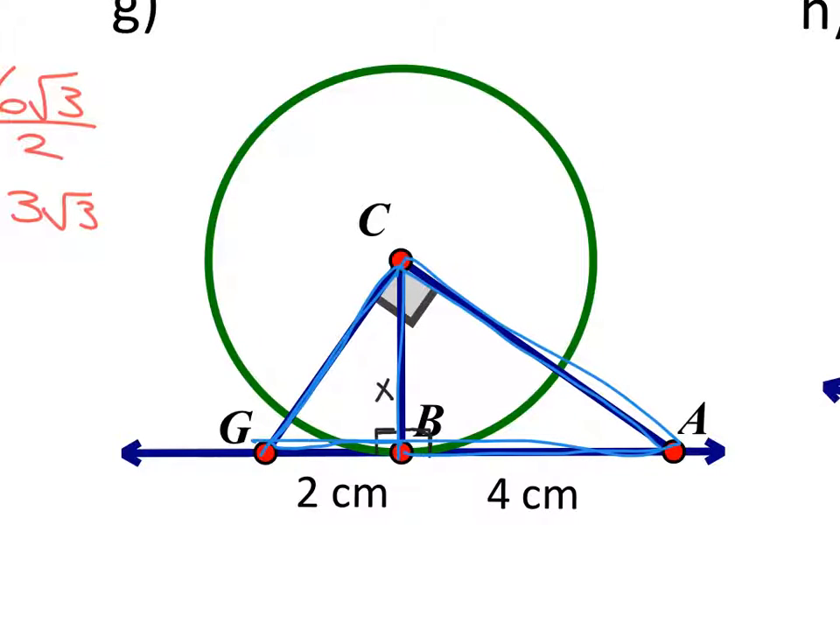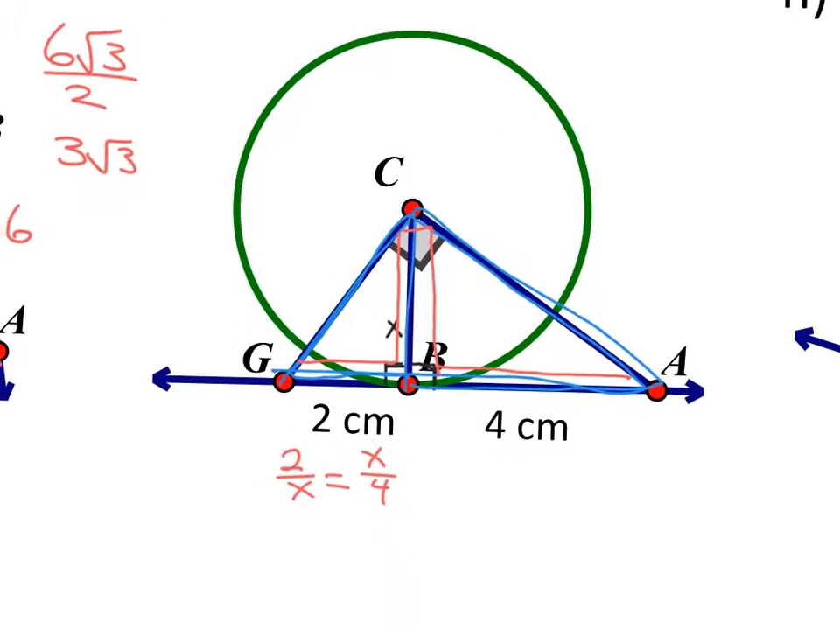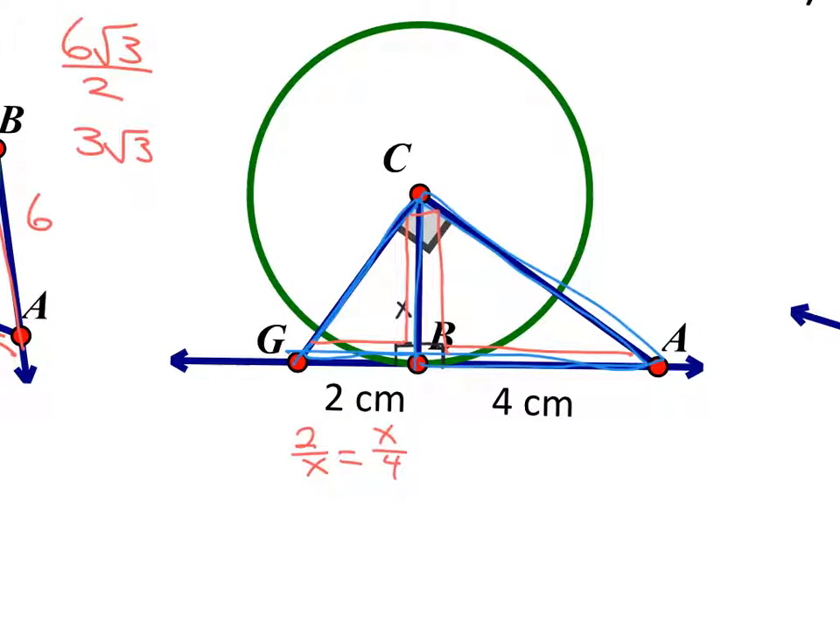So we could say short to medium on the one triangle is short to medium on the other triangle. So doing that pattern, 2 to x on the left triangle is equal to x to 4 on the right triangle. Going further, we could cross multiply. 8 equals x squared, so square root of both sides, and x equals the square root of 8, which is approximately 2.8 rounded to 1 decimal place.